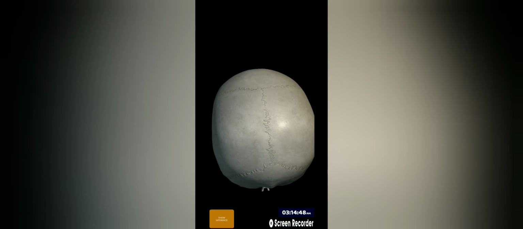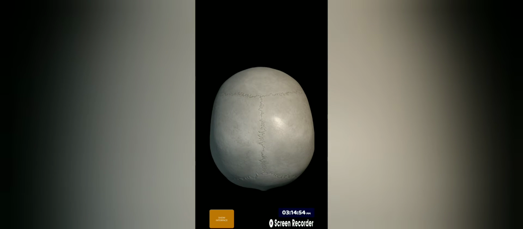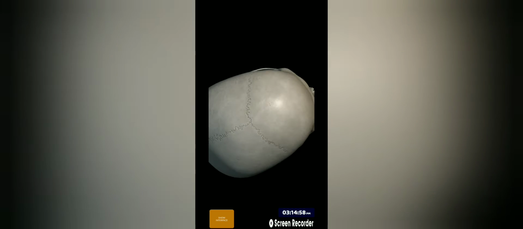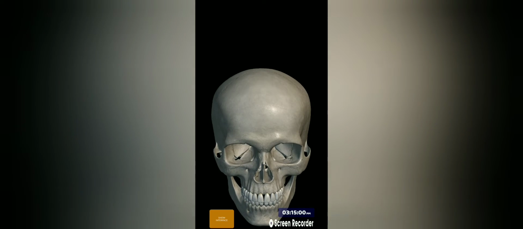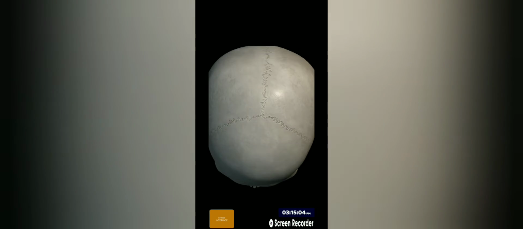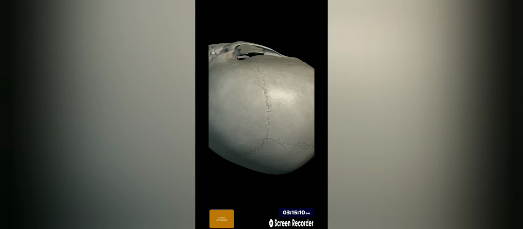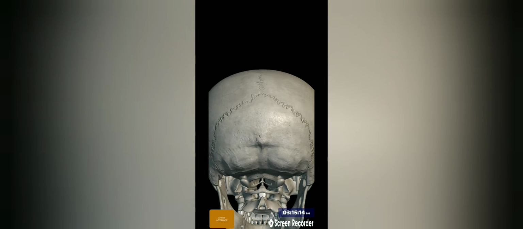So now we will discuss all the main features of the norma verticalis. The norma verticalis consists of the frontal bone. This one is the frontal bone. Two parietal bones. These are the parietal bones. And the occipital bone. This one is the occipital bone.